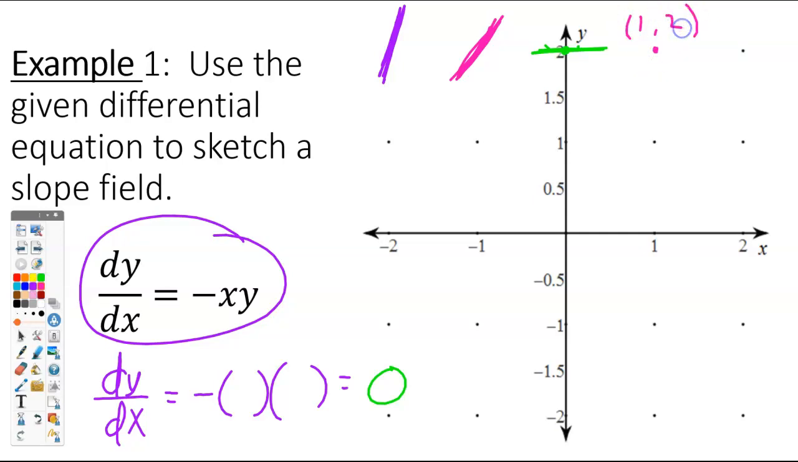So over 1 up 2, I'm going to plug that in. So in this case, I'm going to get -1 times 2, which is -2. Now we had a 2 earlier, remember? It was a positive though. This is a -1. This is what my +2 slope looked like.